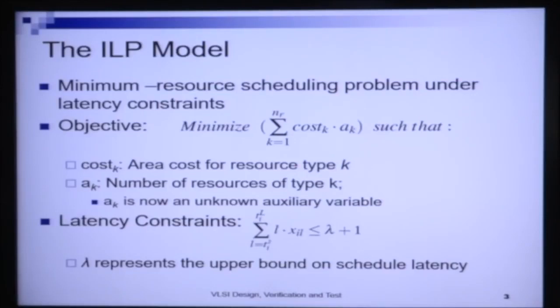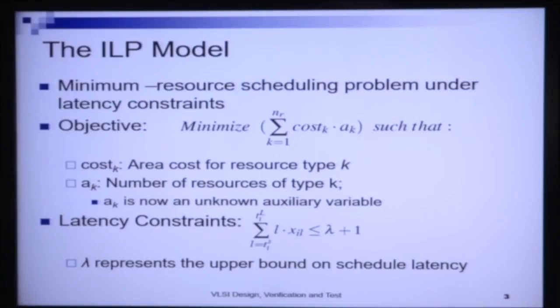So, what is the objective here? Given a bound on the time within which to schedule, I need to minimize the resource that is consumed. That means the area that is consumed by the circuit. I want to minimize the area consumed by the circuit given a limit on the time that I can use to schedule the operations in my DAG. So, how do we specify this objective?